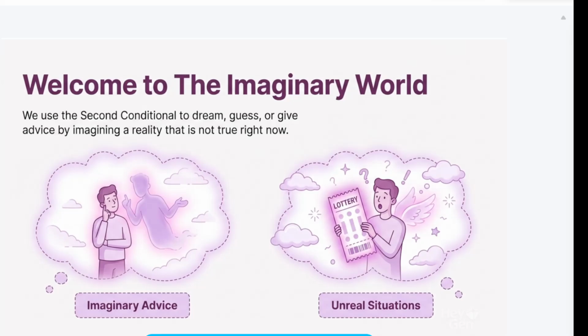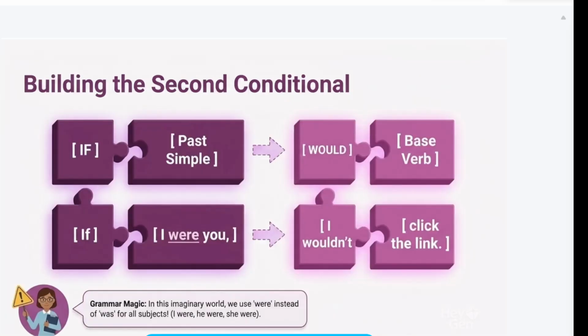Welcome to the imaginary world. Now let's move to the second conditional. The second conditional takes us into the imaginary world. We use it when we want to dream, guess, or give advice by imagining a situation that is not true right now. So, unlike the first conditional, we are not focusing on a real and likely future situation. We are imagining a different situation.